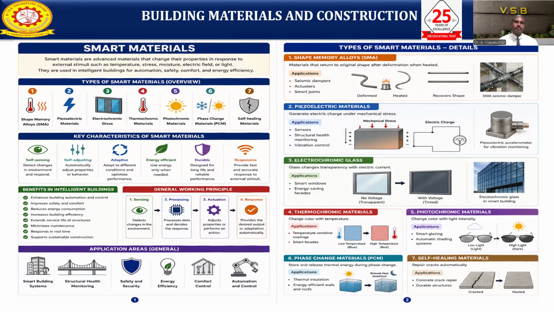So where can we use these smart materials? In smart building systems, wherever we require them: apartments and large buildings, storage, malls, auditoriums. Using structural health monitoring to monitor cracks and rebar corrosion, we can monitor in bridges. Safety and security, energy efficiency, comfort and control, automation and control systems. These are the applications for smart materials.